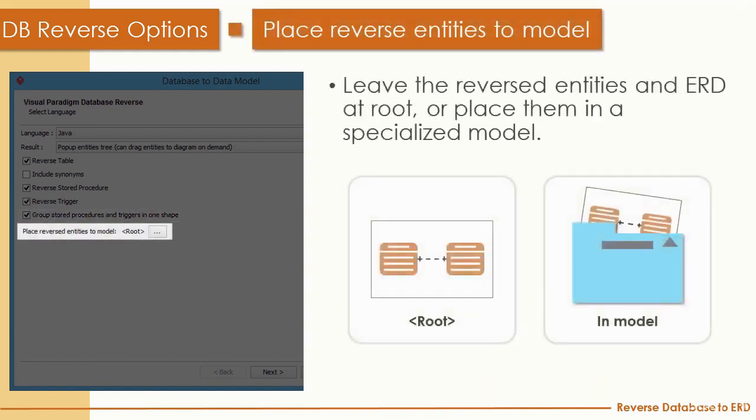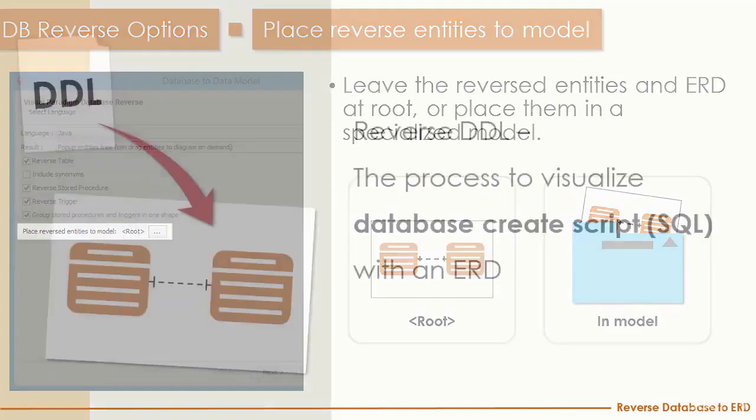You can select where to store the reversed entities. By default, it will put them into the root level of the project, but you can create a model and store the reversed entities there. It is very helpful when you have a very large database or a very large system. You don't put everything in the root. You can put it in different models. It's just like a folder. Again, if you want to know more about the model concept, please refer to the Visual Paradigm Essential Training course.